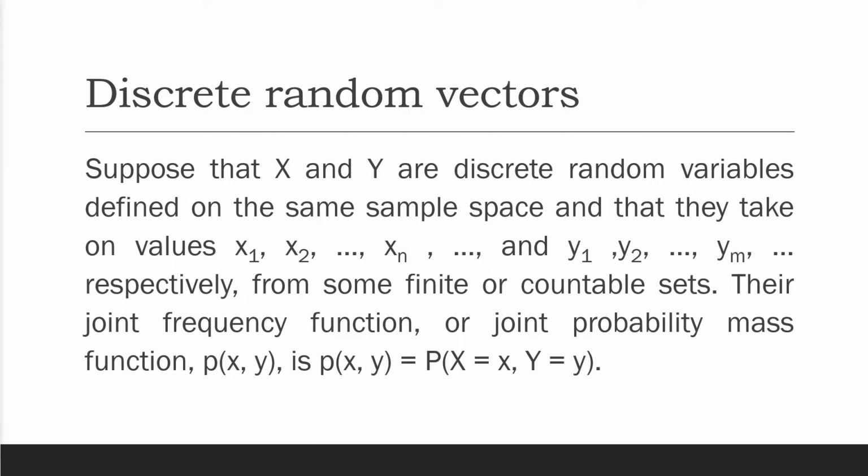A k by 1 random vector x is said to be discrete if and only if the set of values it can take has either a finite or infinite but countable number of elements, and there exists a function p of x, mapping R^k to the set [0, 1], which is called the probability mass function, such that the probability of the point x is equal to the probability that X takes the value x.